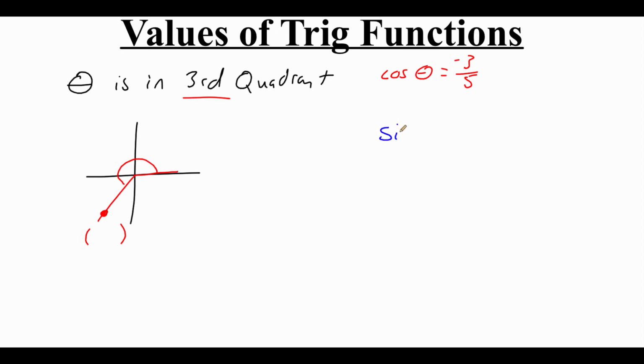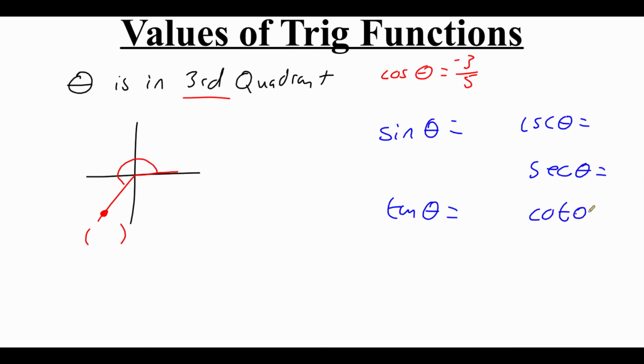Now we are missing the sine of theta. We're missing the tangent of theta. I gave you the cosine value. We're missing the cosecant of theta, the secant of theta, and the cotangent of theta. Now cosine is x over r. Cosine of theta is x over r. So I know that my x value is -3, and I know that my r value is 5. But I need to know that y value to find this missing information.